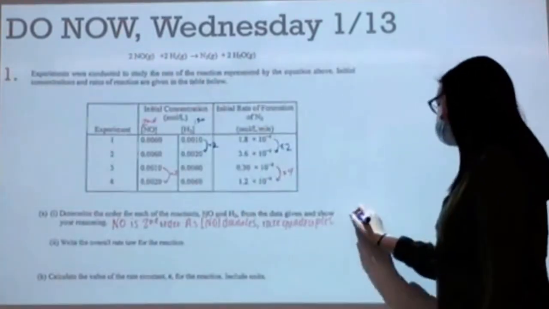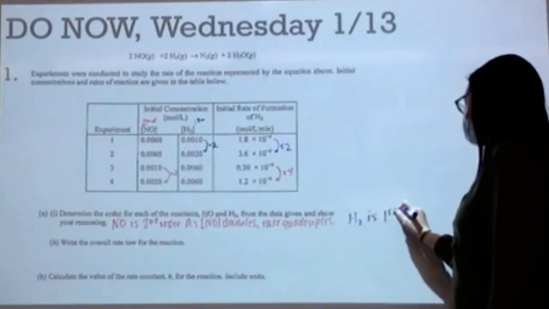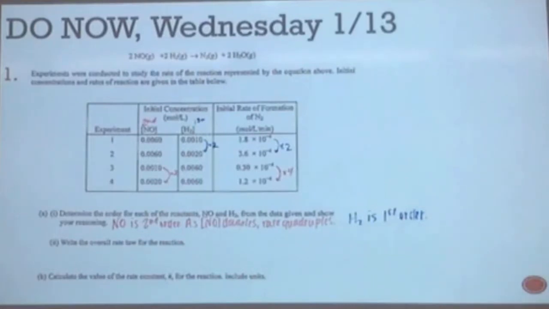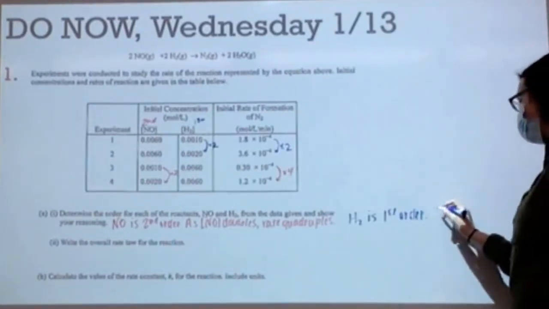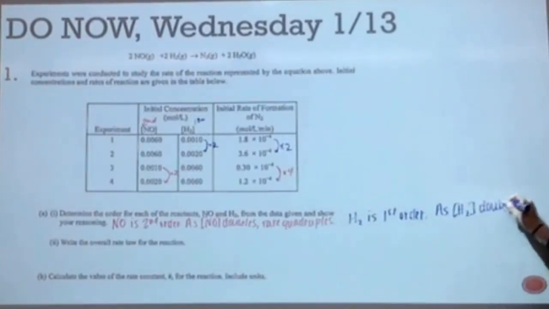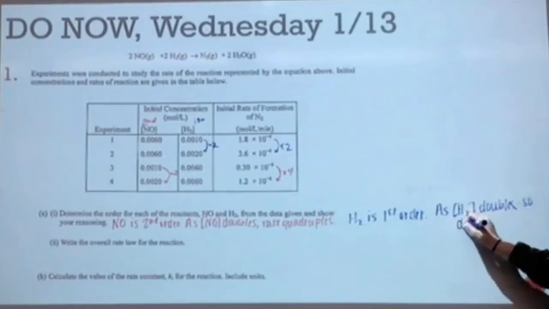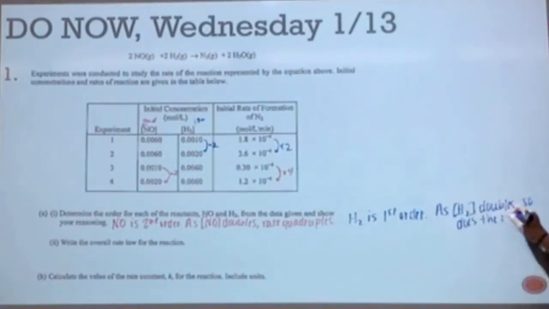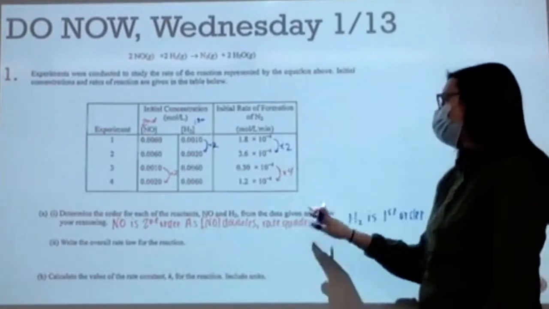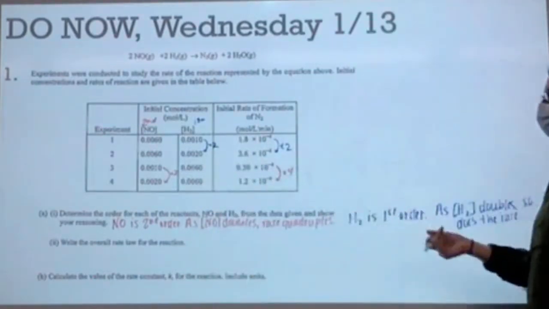So then here I can say H2 is first order. You might see it worded as H2 is first order, or the reaction is first order with respect to H2. That means the same thing. We'll say as the concentration of H2 doubles, so does the rate. And those are valid justifications. You can use words like this and then just show the math up in the table.